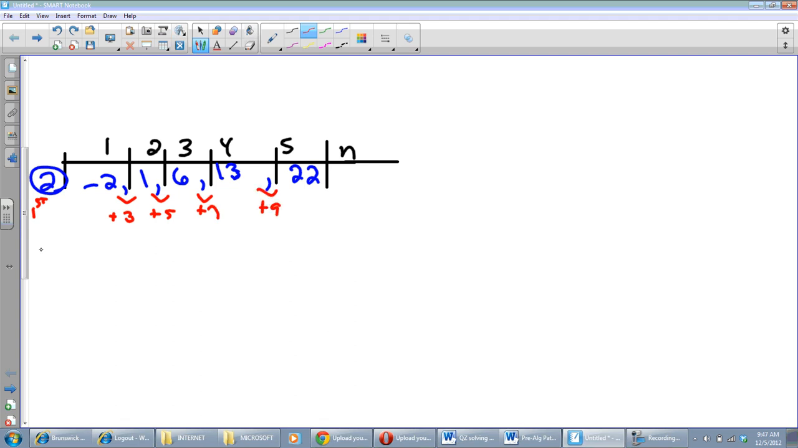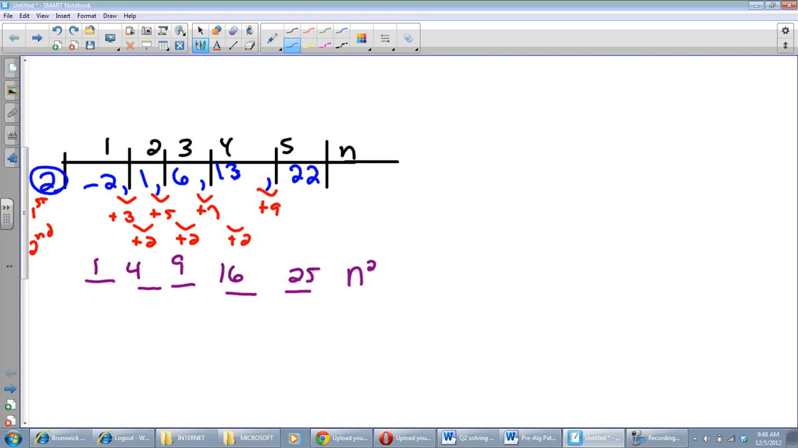Oh, it looks like the same pattern as last time. Go to my second difference, and sure enough, I'm going to get plus 2, and plus 2. So when the second difference is the same, I know it's something like n squared. I'll make some comparison lines. And I'll square the black numbers, and I'll get 1, 4, 9, 16, and 25. I'm going to compare up. Looks like I have to minus 3, minus 3, minus 3.